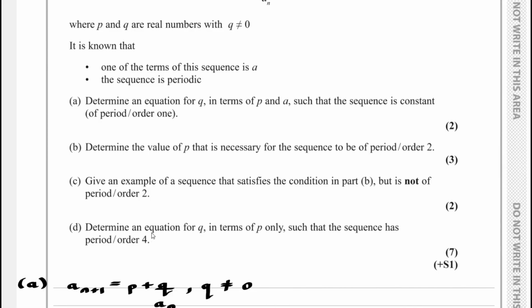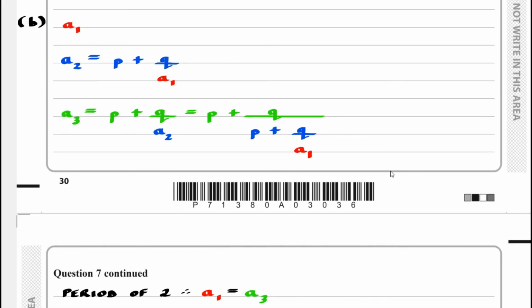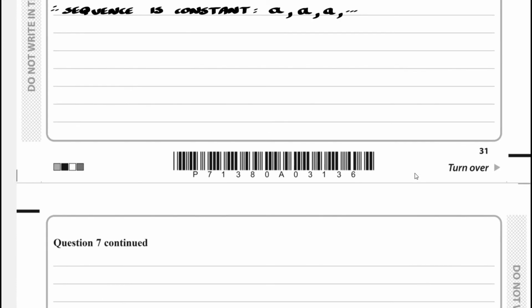Part D, determine an equation for q in terms of p only such that the sequence has period/order 4. What we need to do is follow similar steps to what we did in Part B. So we need to find A5. So for Part D, we've got A1.